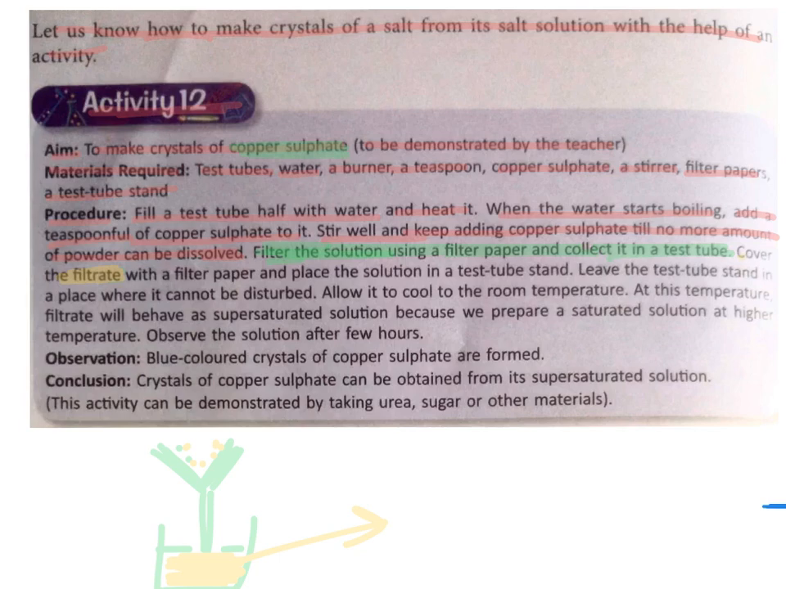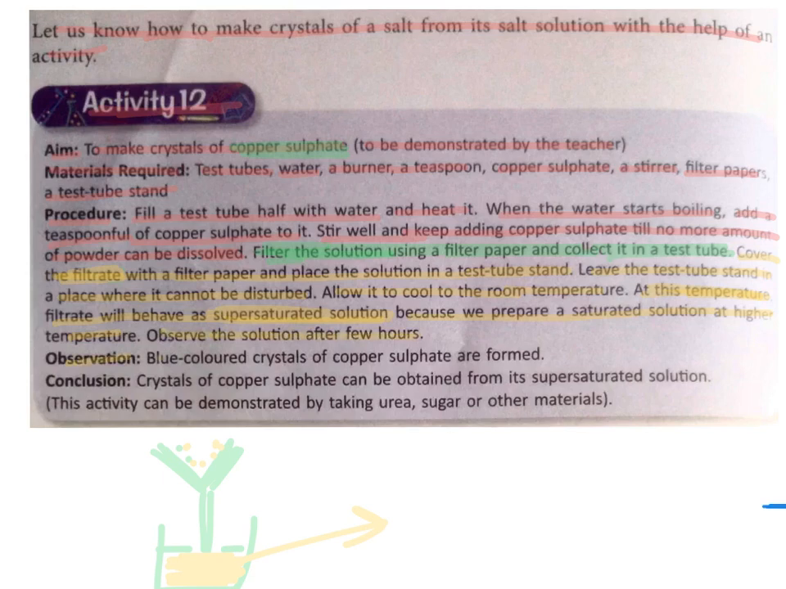Now see, let's continue. Cover the filtrate with a filter paper and place the solution in a test tube stand. Leave the test tube stand in a place where it cannot be disturbed. Allow it to cool to room temperature. At this temperature, the filtrate will behave as a supersaturated solution because we prepared a saturated solution at higher temperature. See children, actually we have boiled the water, that's why it is behaving as a supersaturated solution. Okay? Observe the solution after a few hours.